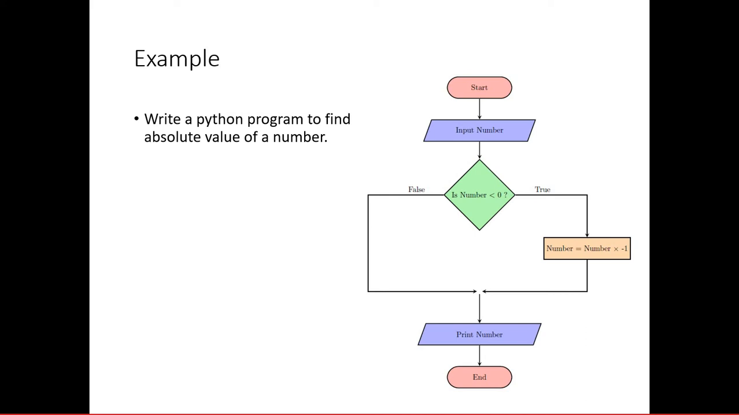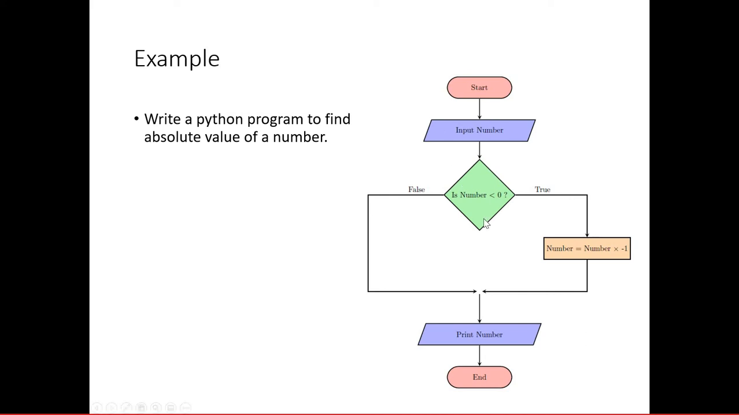So for a negative number, if you want to make it positive, what should you do? You have -5. You want to make it +5. You are getting a negative value and you want to make it positive. How do you make a negative number positive? Simply, you multiply by -1.